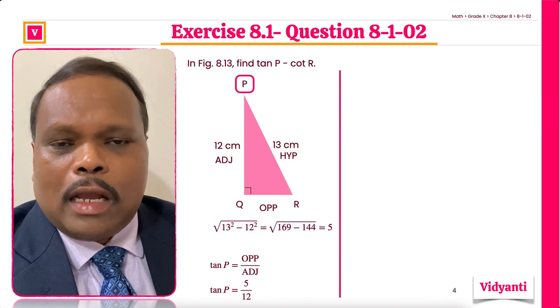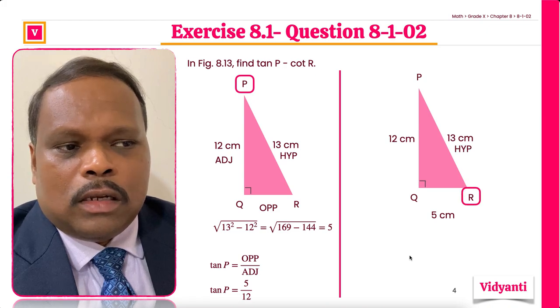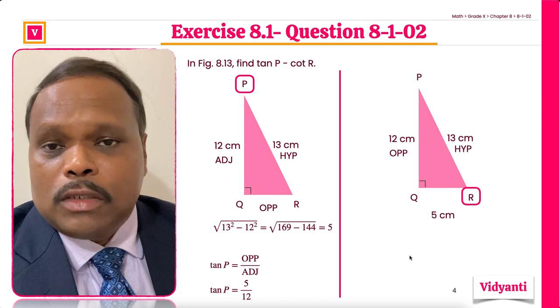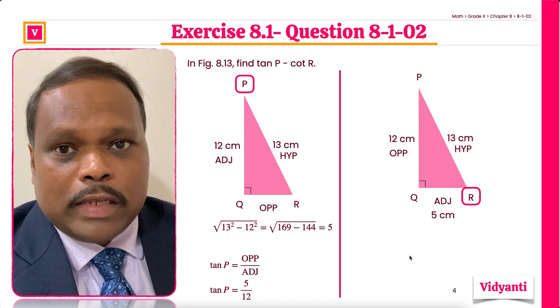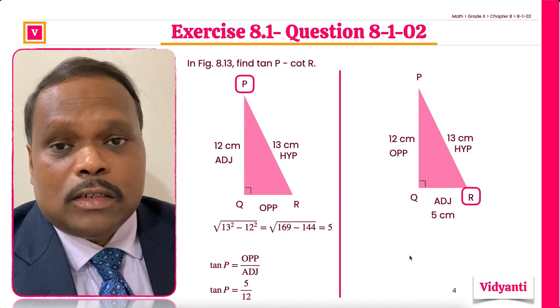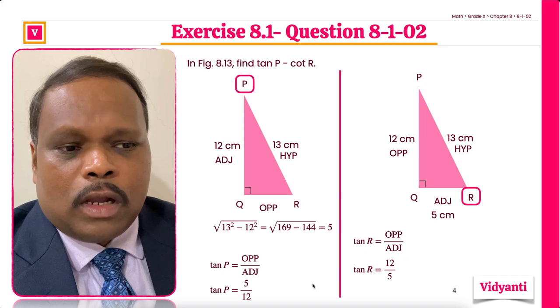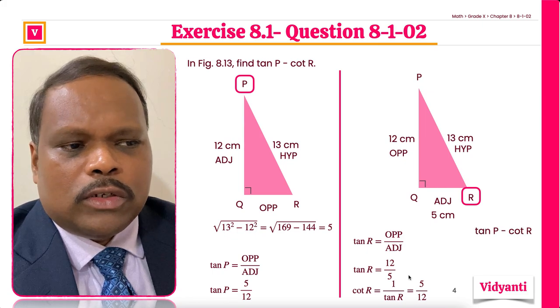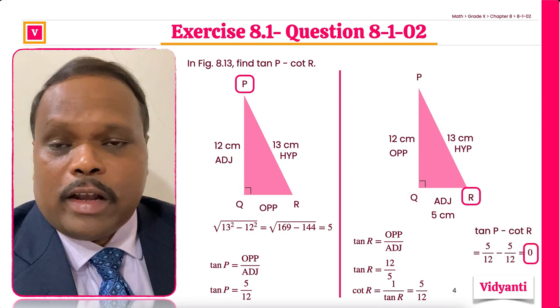Now cot R will be, for R, hypotenuse is always 13, there is no question about it, but opposite will now be 12 and adjacent will be 5. So cot is actually 1 over tan, that's adjacent over opposite. Tan will come out to be 12 over 5, and then cot will be the reciprocal of that, which is 5 over 12. So once you do tan P minus cot R, that will be exactly 0. That will be your final answer.